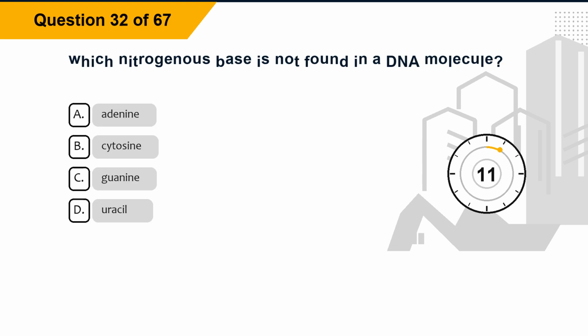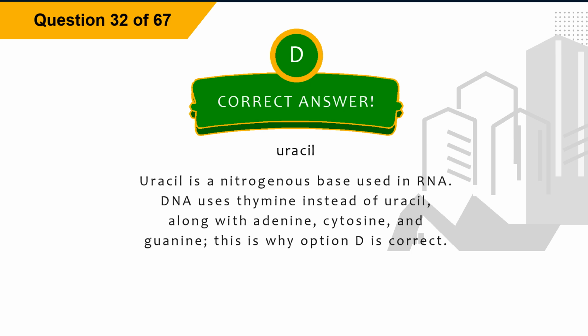Question 32. Which nitrogenous base is not found in a DNA molecule? Option A, adenine. Option B, cytosine. Option C, guanine. Option D, uracil. The correct answer is option D, uracil.